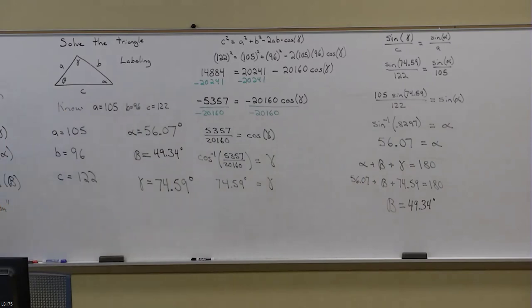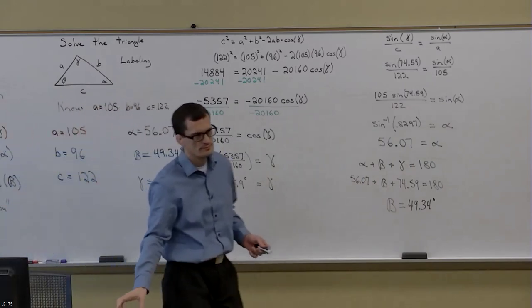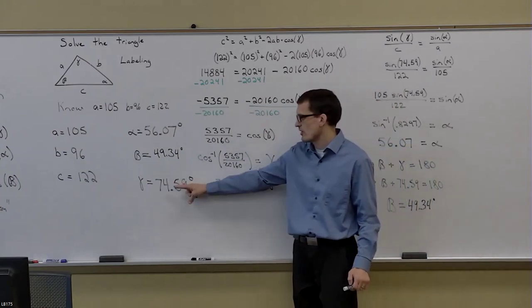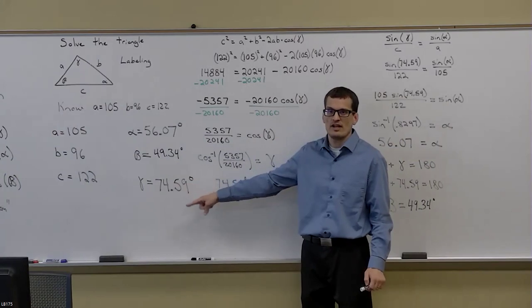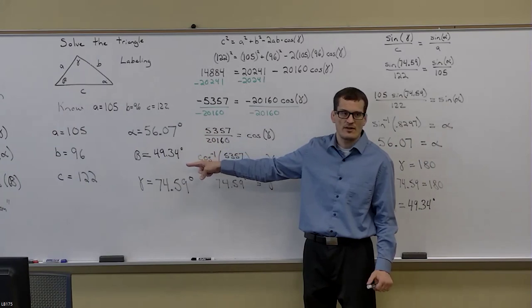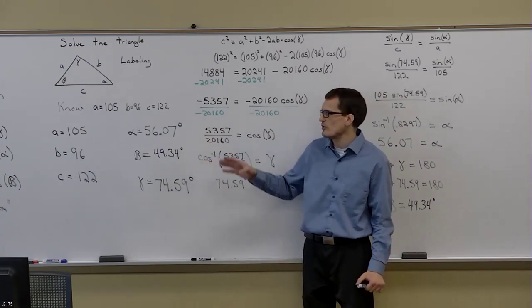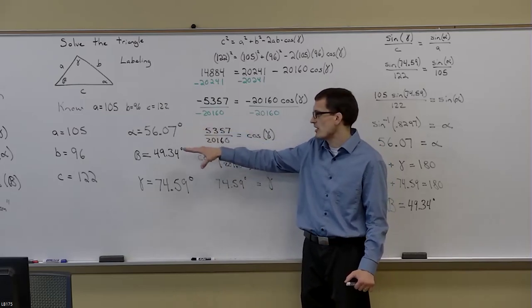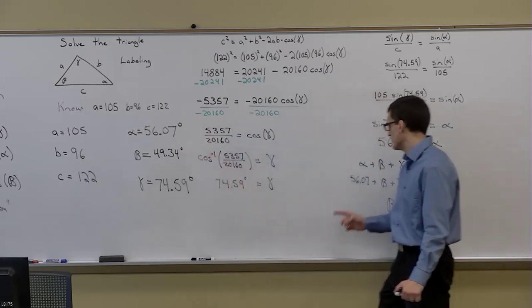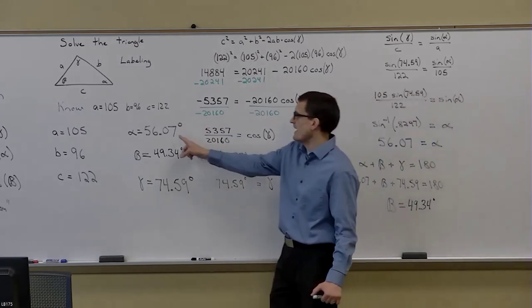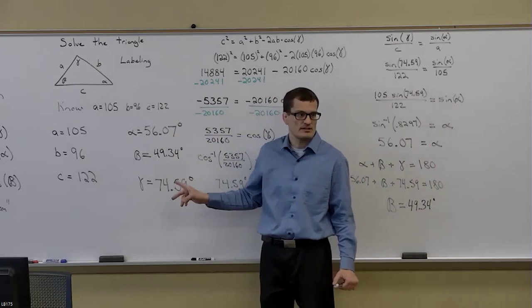Is that okay? Now, I just want to point out one thing. I originally solved for gamma, and then I solved for alpha, and then I solved for beta, right? If somebody else would have used the other law of cosines and solved for alpha first, and then used the law of sines to solve for beta, and then used the fact that the three angles add up to 180, their answers may be slightly off due to rounding, all right?